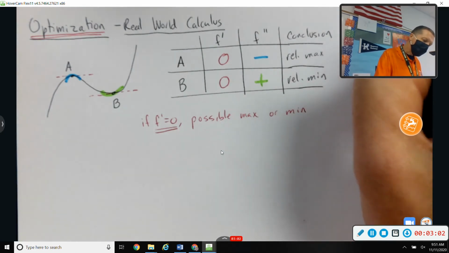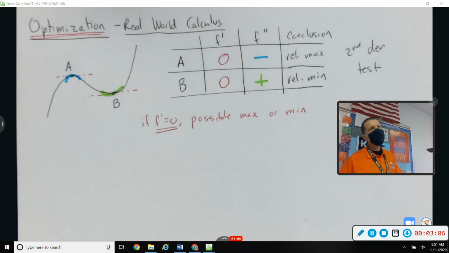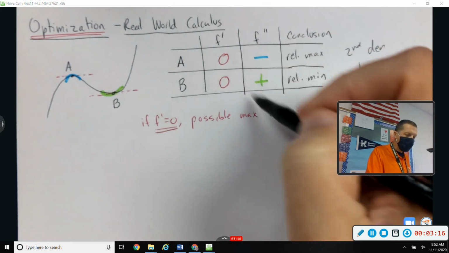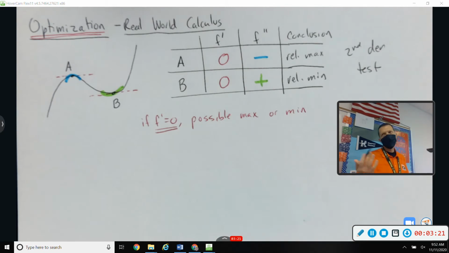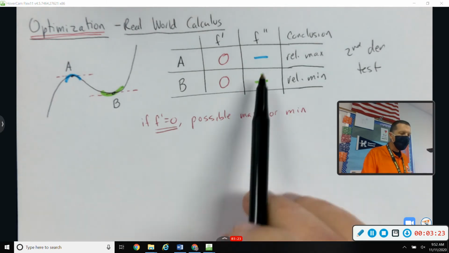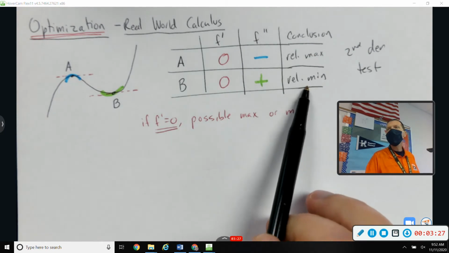This is the second derivative test. If the first derivative is 0, then the second derivative can tell us, well, is it a min or is it a max? And so it's this second piece that people mess up today. Getting the first derivative, setting it equal to 0, that's easy. We've done that enough times. We've got to remember to check the second derivative to know if we've got a max or a min.